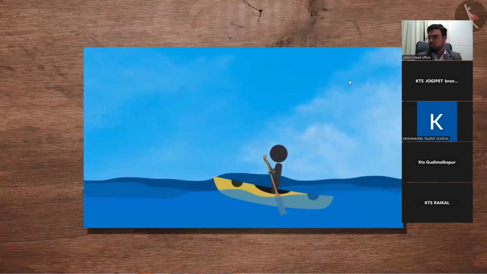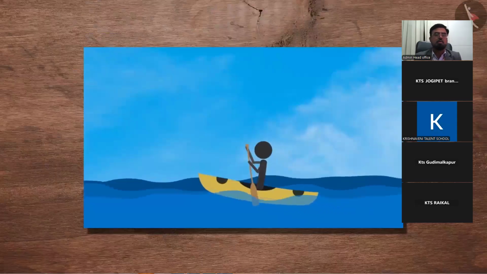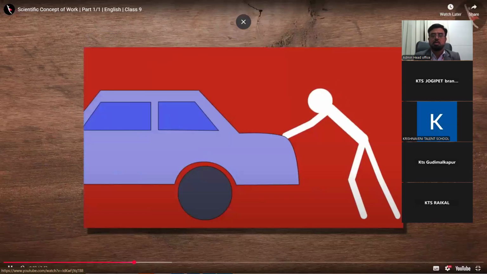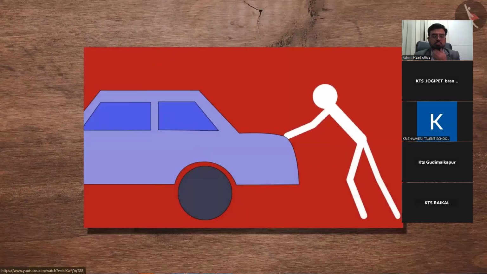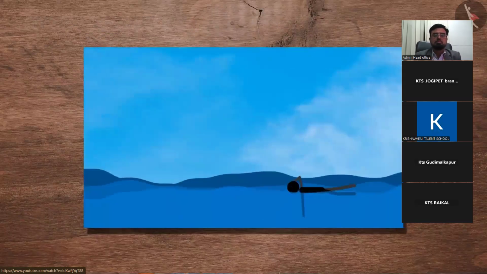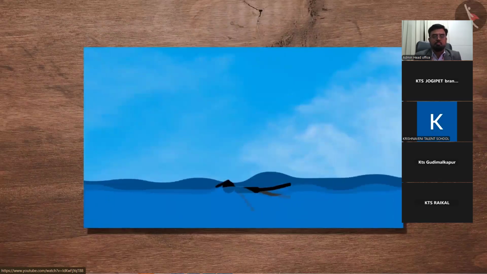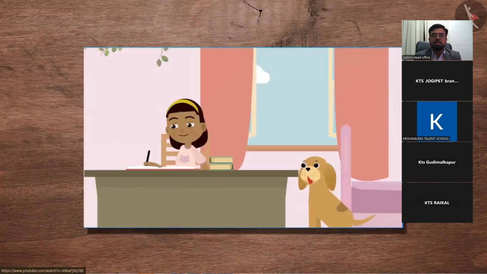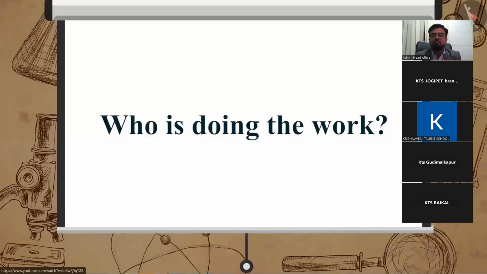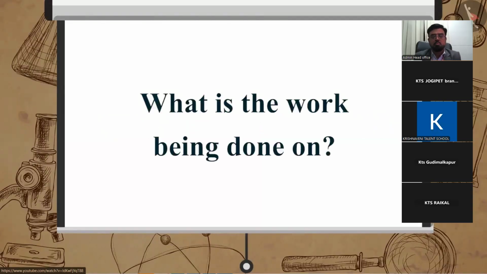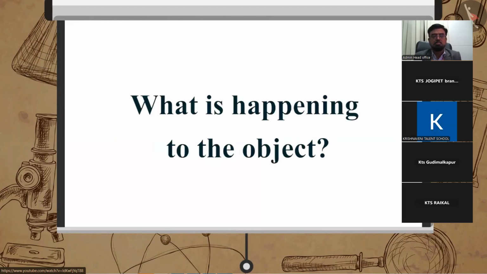Earlier, we looked at a lot of activities that we consider as work in our daily life. Now, can you answer a few questions about those activities? So, pushing the car, swimming, and walking. Who is doing the work? What is the work being done on? What is happening to the object?